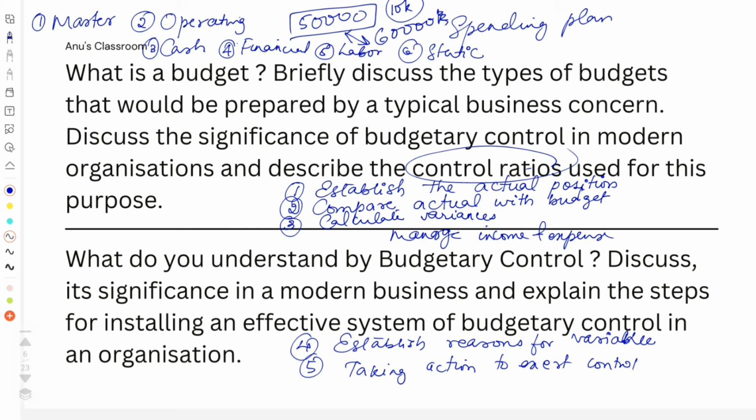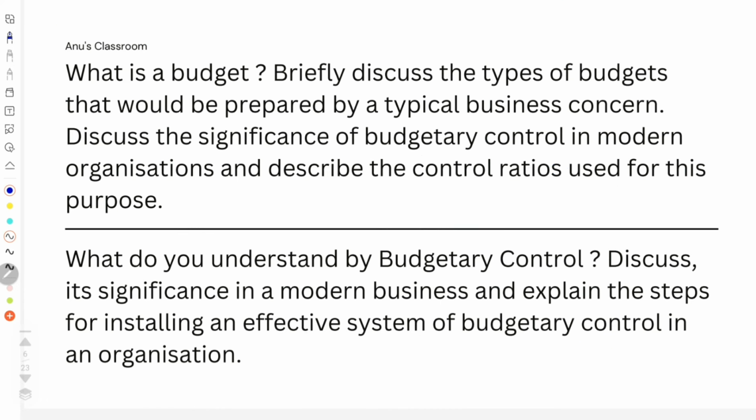I'll just rub these out so that there is space here to write, okay? Yeah, so there are three types of control ratios. First is the capacity ratio. That is the first type of control ratio. Next, we have the activity ratio, and then we have the efficiency ratio.